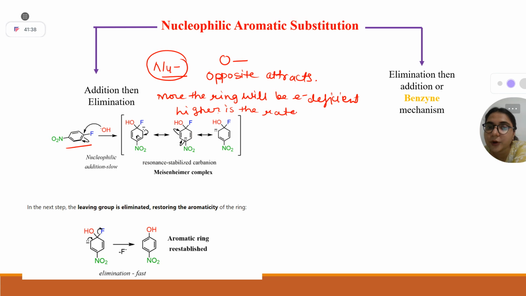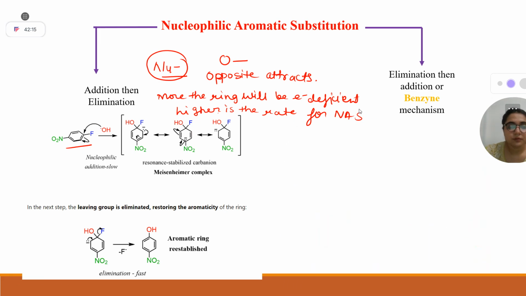This is a very important topic. If anything is not clear, please ask me. Higher is the rate for your nucleophilic aromatic substitution. You will get many questions where you have to figure out under which condition your nucleophile will substitute: addition then elimination, or elimination then addition. For addition then elimination, the first consideration is that your ring should have an electron withdrawing group.